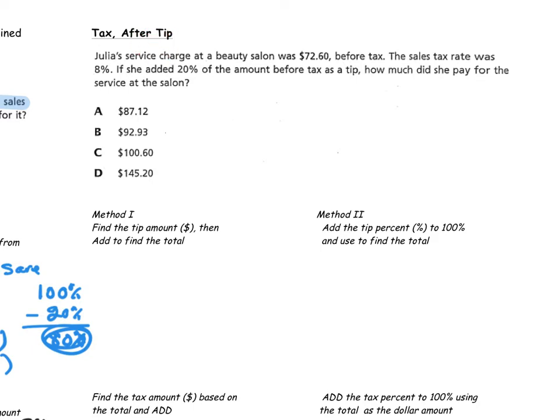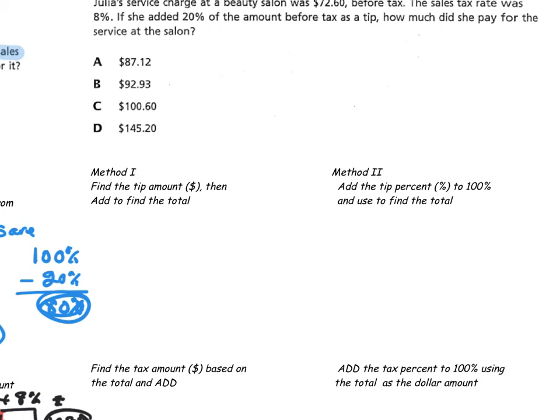So let's read through the problem. Julia's service charge at a beauty salon was $72.60 before tax. The sales tax rate was 8%. If she added 20% of the amount before tax as a tip, how much did she pay for the service at the salon? And again, based on this, knowing we're going to add tax and we're going to add a tip of 20%, make a guess as to what you think the answer might be.